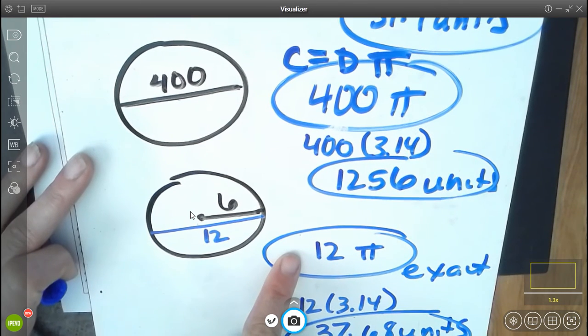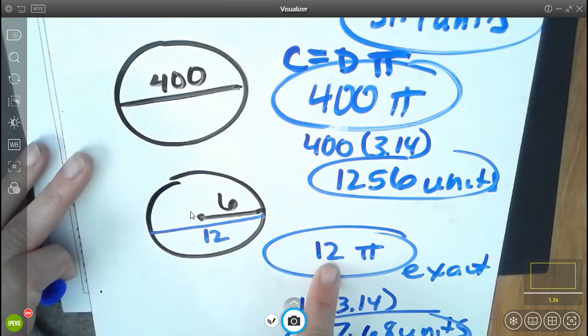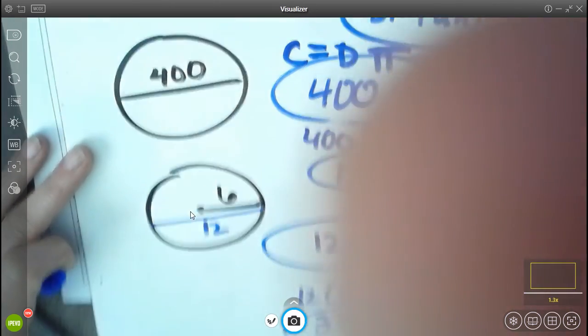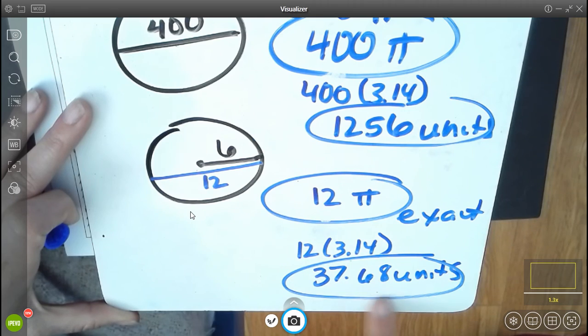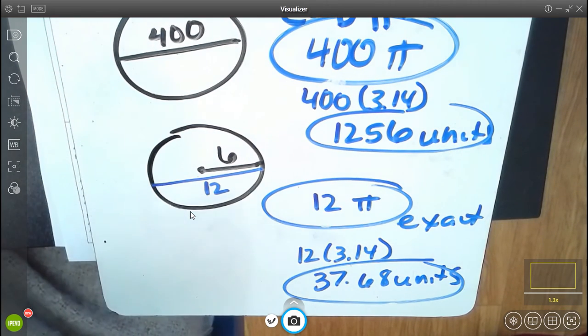So often it's going to ask you for exact. This is the exact, just the diameter in front of pi. When it asks you for an estimation, okay, plug it in and multiply it out. Don't forget to round your numbers, whatever the directions ask you for.